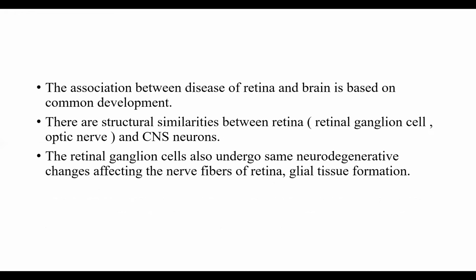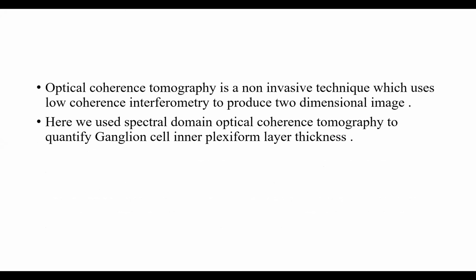The association between diseases of the retina and the brain is based on common development, and there are structural similarities between the retina and the CNS neurons. The retinal ganglion cells also undergo the same neurodegenerative changes affecting the nerve fibers, ultimately leading to glial tissue formation. Optical coherence tomography is a non-invasive technique which uses low coherence interferometry to produce a two-dimensional image. Here we used a spectral domain OCT to quantify ganglion cell inner plexiform layer thickness.